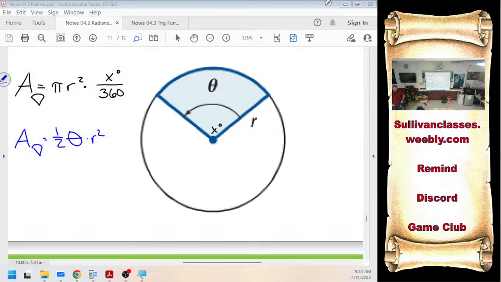Okay? Just like with arc length, going into radians will simplify things. Going into radians will also simplify sector area. Remember back in geometry, find the area of this region? Do we have to write the little sector symbol in? Nah. That's not even an official symbol. There's no notation for that.